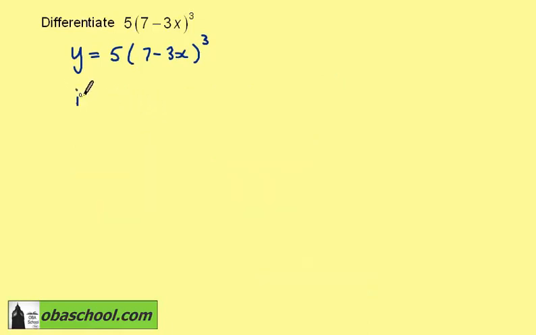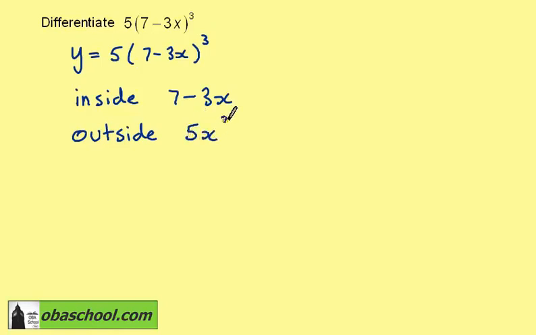Applying the alternative technique, we can see here that the inside function is 7 minus 3x. The outside function is 5x cubed. If we differentiate this, we get 15x squared.